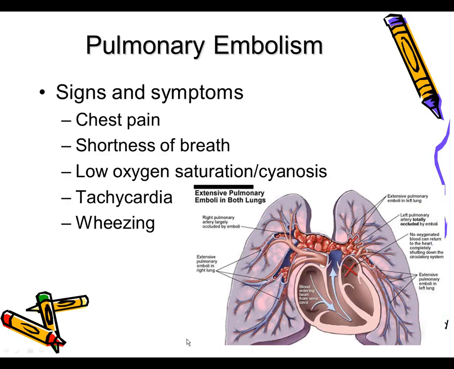Signs and symptoms of a pulmonary embolus include chest pain, but it's going to be more of a sharp pain. It may get worse with a cough. It may be a dry, non-productive cough. Their SATs are going to be low in 2/3 of the patients. They may be cyanotic. Heart rate's going to be up. You may or may not hear wheezing. Initially, lung sounds are going to be clear because patients with a pulmonary embolus don't have any trouble getting air in and out of the lungs. They're having trouble moving blood through the blood vessels. The blood vessels are obstructed with a clot.